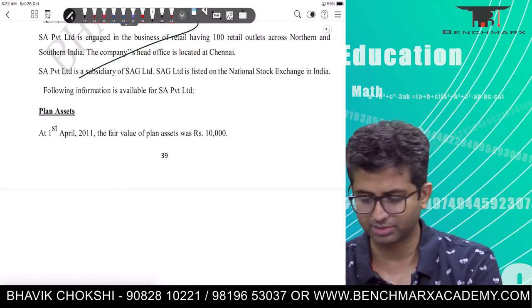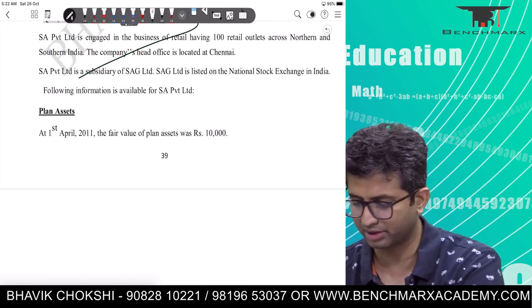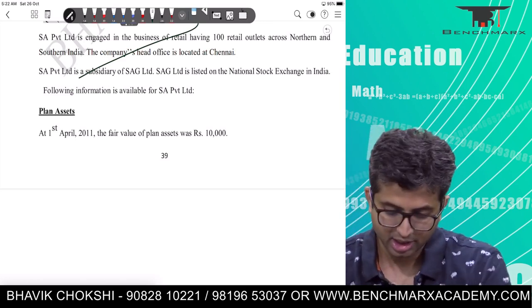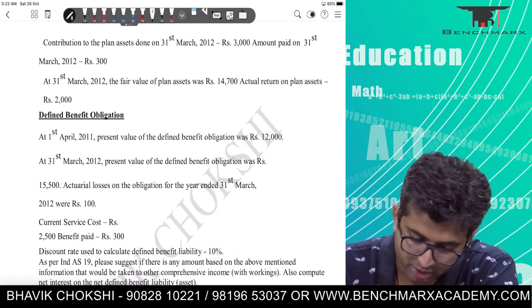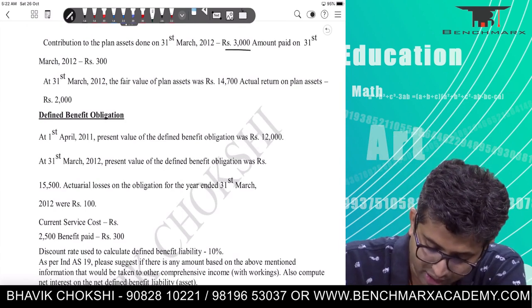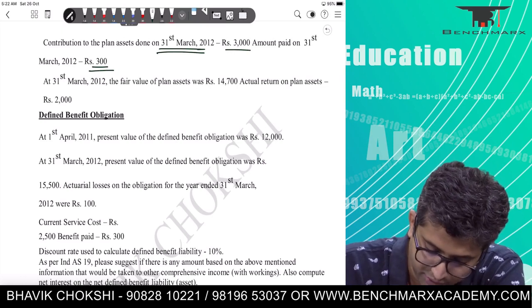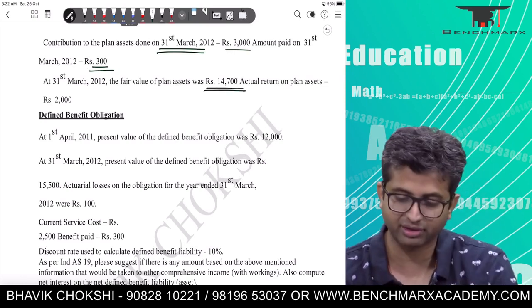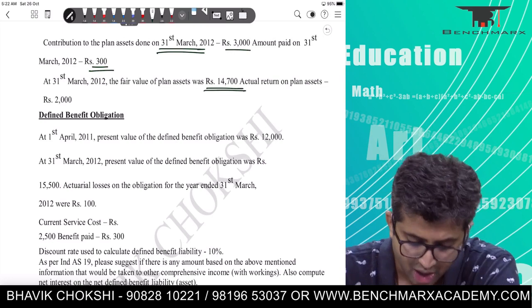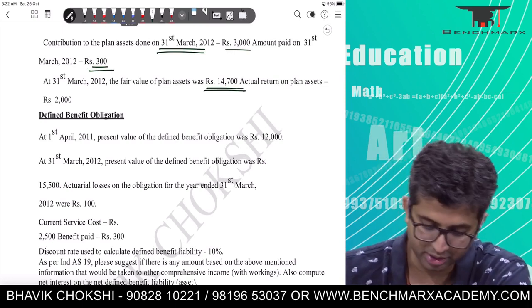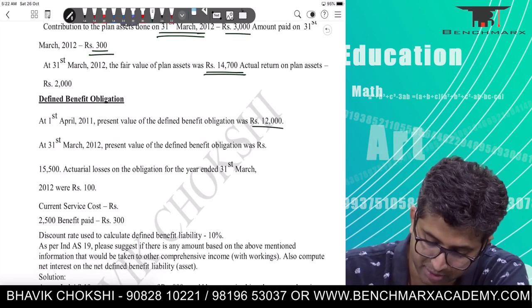Okay, so it's like a similar question only. Fair value of plan assets are given to you as 10,000. Contribution is 3,000. That is at the end of the year. Benefits paid are 300. Also at the end of the year. Fair value of plan assets is 14,700 and actual return is 2,000. So I've been given all the data points honestly over here. Same as the case with defined benefit liability.